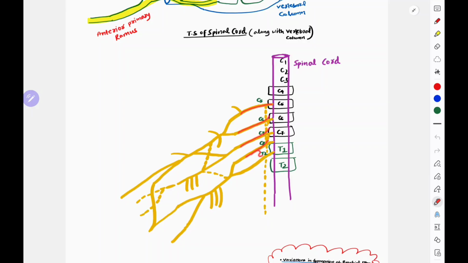See, these roots arise and unite, they interchange, and finally they go along the axilla, the arm and the forearm and innervate the upper limb. So at first you have a basic idea.